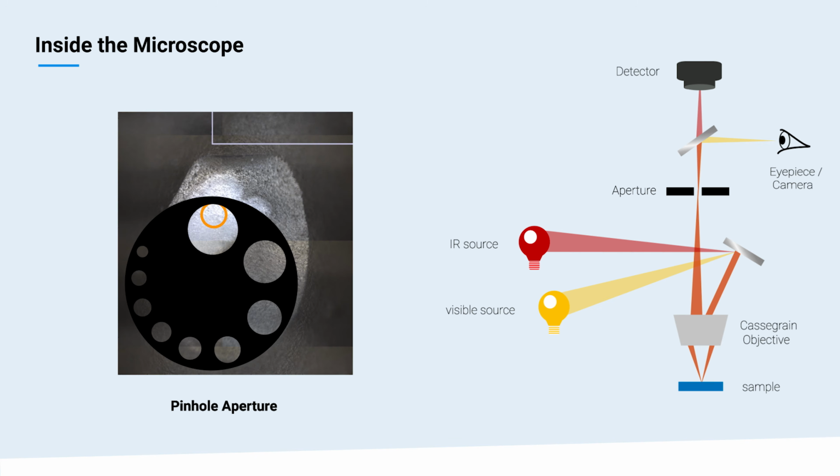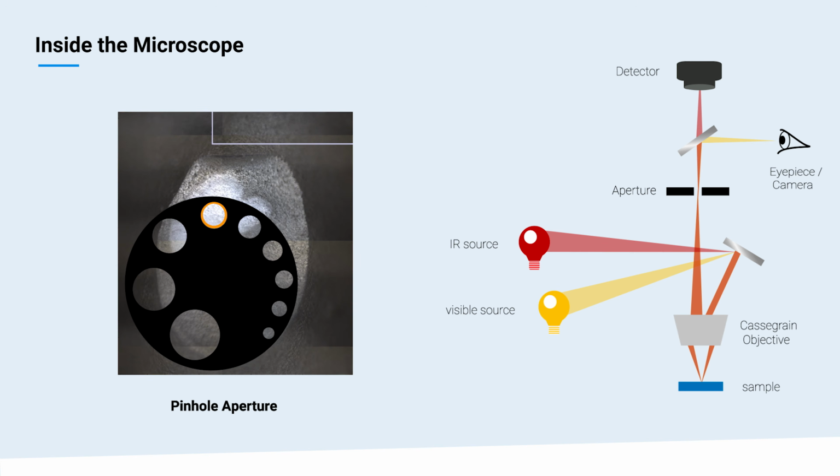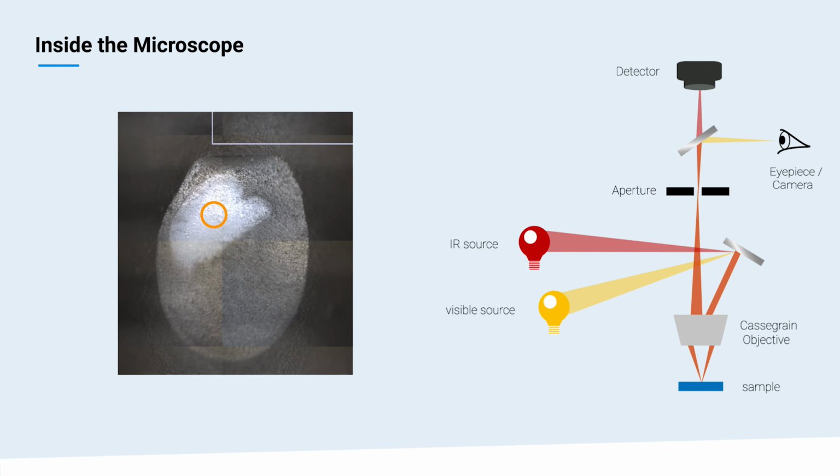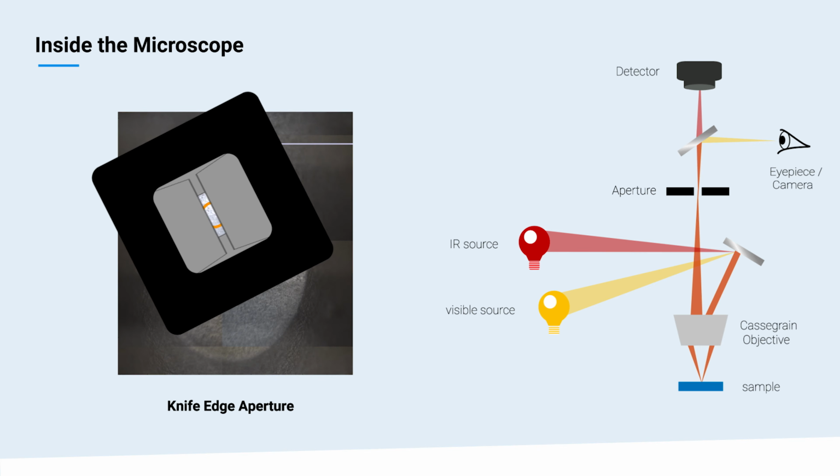There's usually a wheel of different sized apertures, so you can select a size that's pretty close to what you need. The more advanced option is a knife edge aperture. Knife edge apertures are made of 4 blades. These blades can move to make a rectangular shape of any size in any orientation.